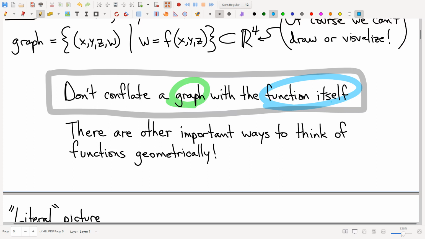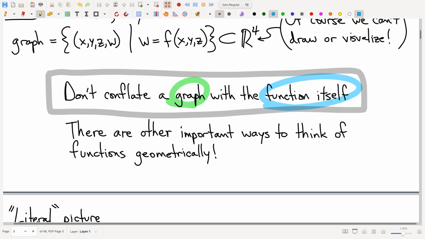We're going to have to understand other kinds of pictures. What does calculus look like in these other kinds of pictures? It's totally different. So we have to be careful with our language. We have to be careful with our interpretations, and make sure to take the language really, really seriously here.